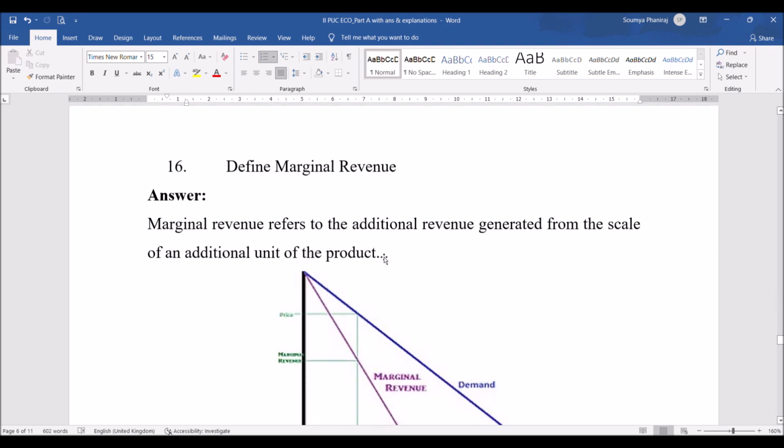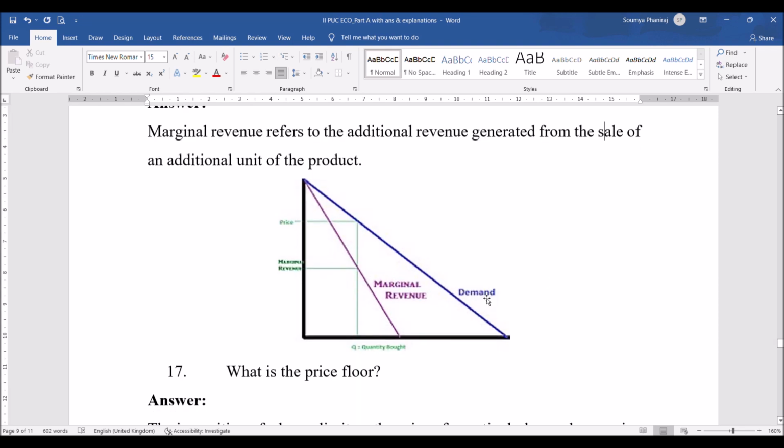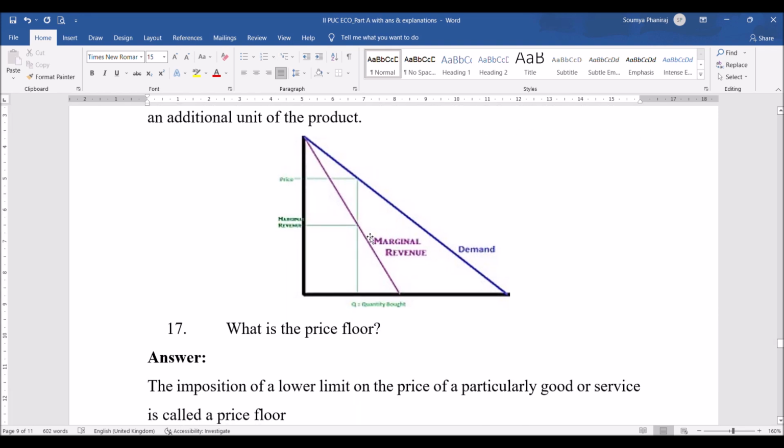The 16th question is about marginal revenue. So this is a 1 mark question, so a 1 line answer is enough. Marginal revenue refers to the additional revenue generated from the sale of an additional unit of product. This is the marginal revenue which is shown in the graph. Quantity on one axis, price on the other axis. This is the demand curve.